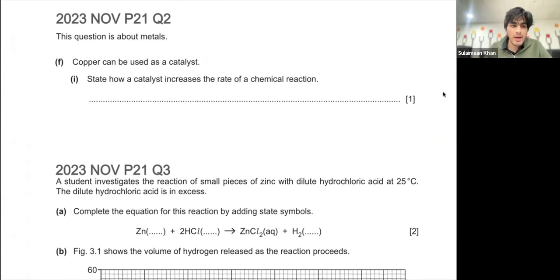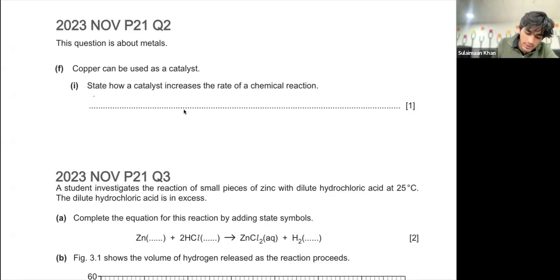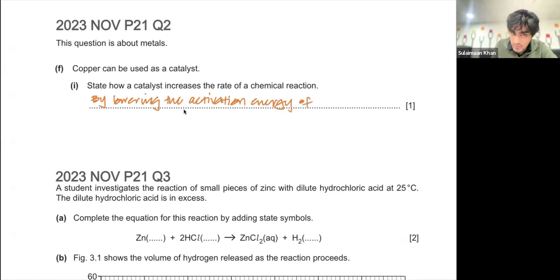Okay, this question is about metals. Fine. State how a catalyst increases the rate of reaction. How does a catalyst increase the rate of reaction? It lowers the activation energy, doesn't it? Lowers the activation energy. By lowering the activation energy of what? Of the reaction. Write the complete thing. Lower the activation energy of the reaction.